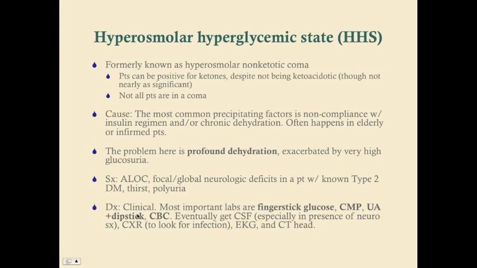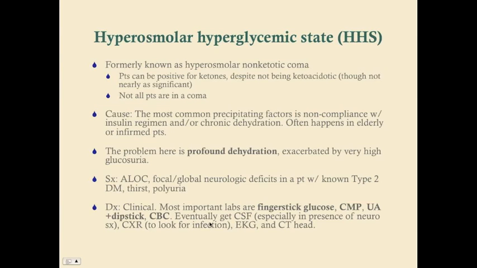The diagnosis, again, is going to be clinical and laboratory. The most important labs here are going to be your fingerstick glucose, your CMP, your urinalysis plus dipstick, and your CBC. Your fingerstick glucose is going to help you diagnose HHS because patients with HHS are usually going to have glucose levels that are almost always above 600 and even higher sometimes. Your CMP is important to help you find out your plasma osmolarity, and the UA and dipstick is helpful to differentiate this from DKA if you need to, and then a CBC is useful as well.